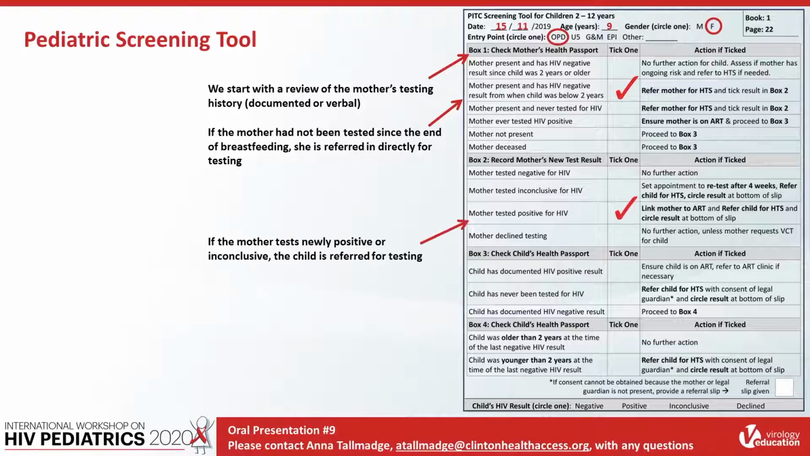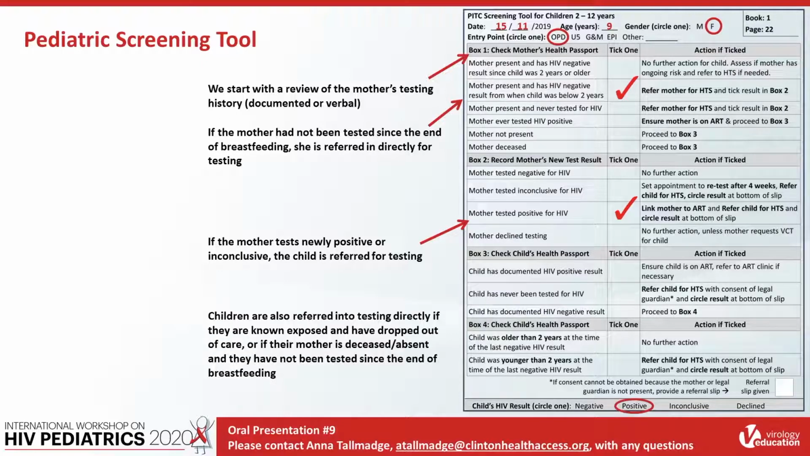So essentially, the screening tool is seeking to confirm that the mother was HIV negative at the end of the breastfeeding period, thus ensuring that mother-to-child transmission risk is known. If the mother's status had not been confirmed since the end of breastfeeding, she's referred in directly for HIV testing, and if she tests newly positive, her children are also screened in. The tool also has provisions for if the mother is deceased or absent that day or previously known positive.